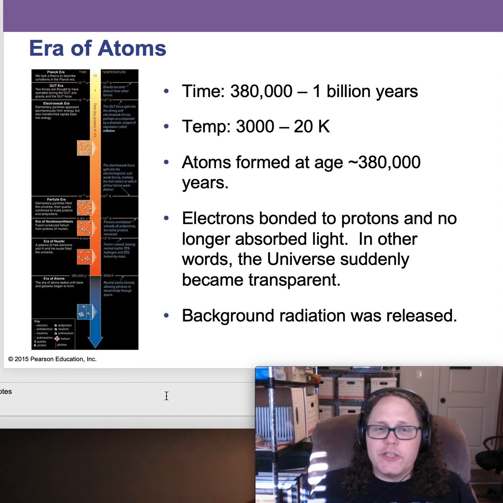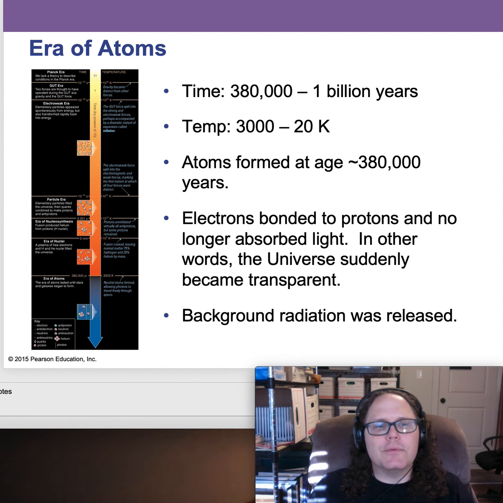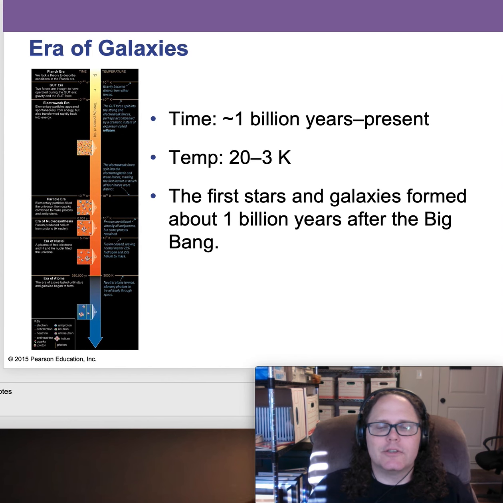The universe was transparent at this point, and we call this the era of atoms, as the universe cooled from 3000 Kelvin down to about 20. And this lasted for about 1 billion years, and after about 1 billion years, telescopes tell us galaxies started forming. So that began the era of galaxies that began 1 billion years after the Big Bang and remains to the present day.